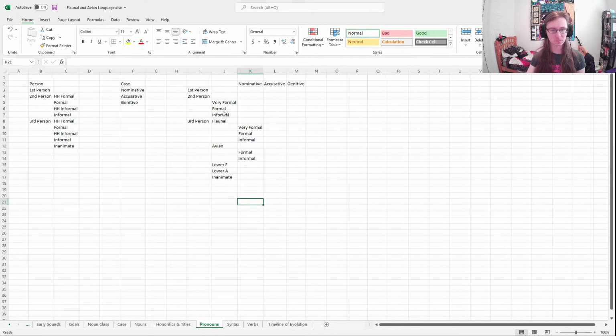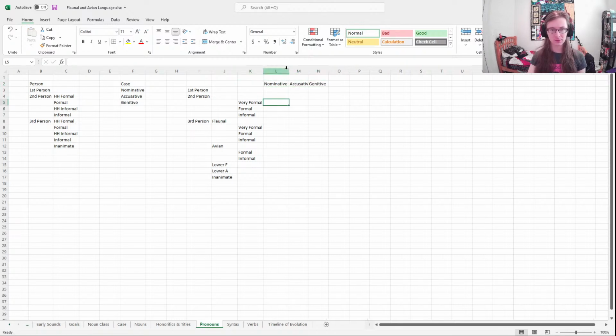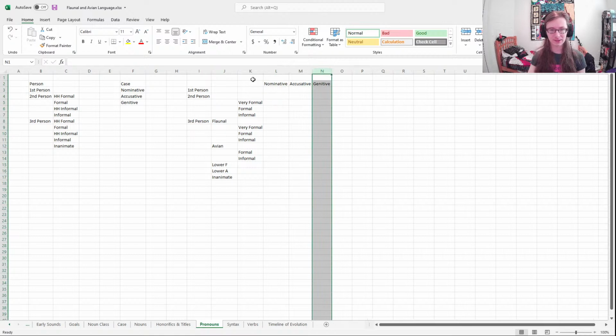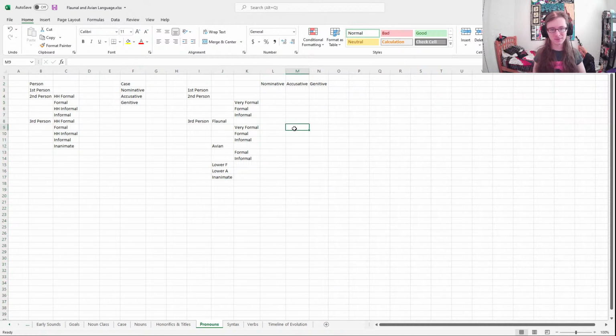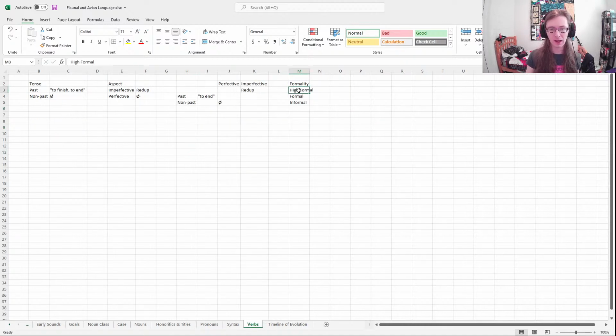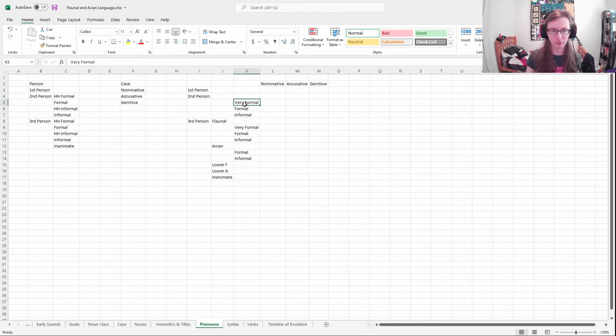So, I'm going to move these over. Whew, this is a complicated pronoun system, but I wouldn't have it any other way. Okay, I think this establishes the basics. Now, the next thing to consider, so now we go back to our verbs. Oh yeah, we said high formal, not very formal, which I think is fitting for this actually.